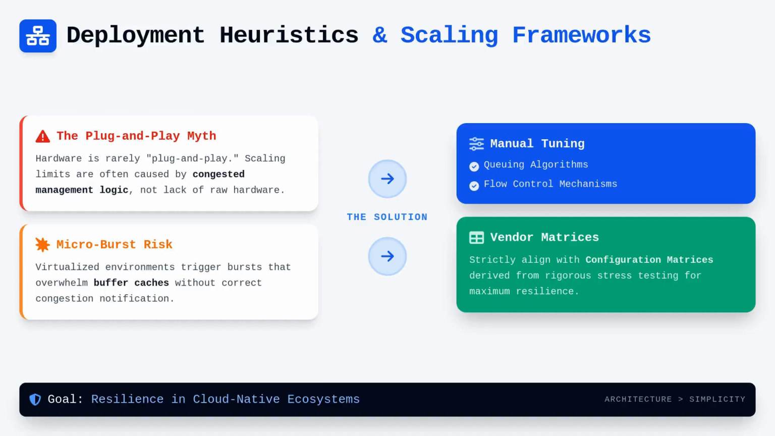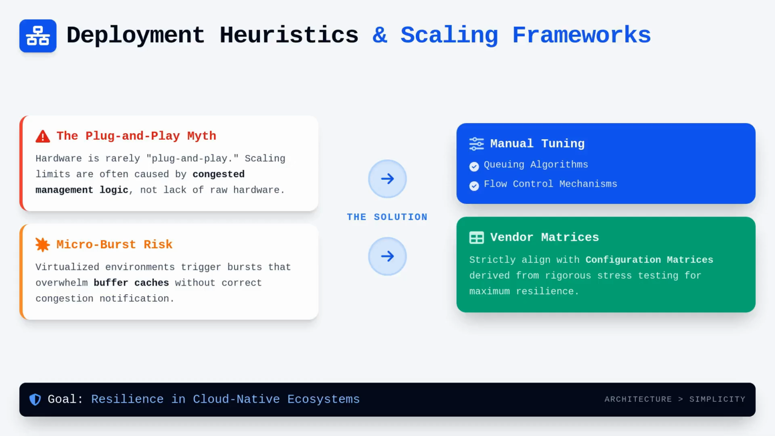Deployment heuristics provide a framework for scaling your fabric without violating your architectural constraints. When deploying a new storage fabric, it is easy to assume that plug-and-play simplicity applies, but enterprise hardware often requires manual tuning of queuing algorithms and flow control mechanisms. Scaling limits are often hit not because the hardware is insufficient, but because the fabric management logic becomes congested under specific traffic patterns. For instance, in a dense virtualized environment, the fabric may experience microbursts that overwhelm buffer caches if the congestion notification is not configured correctly.